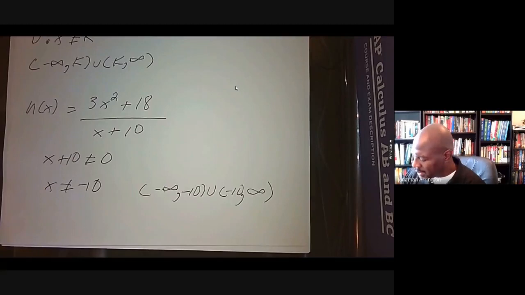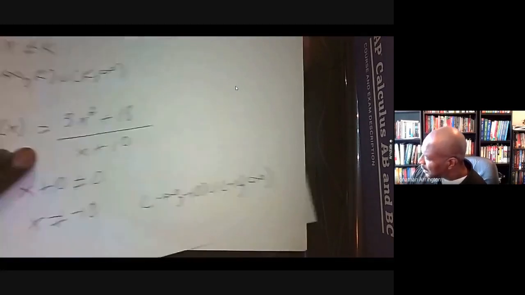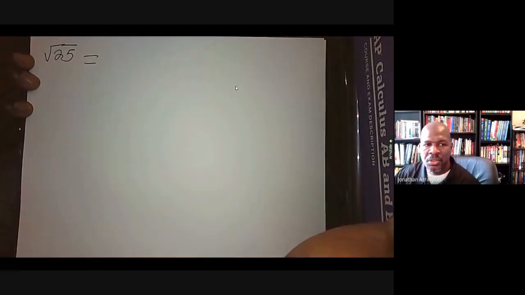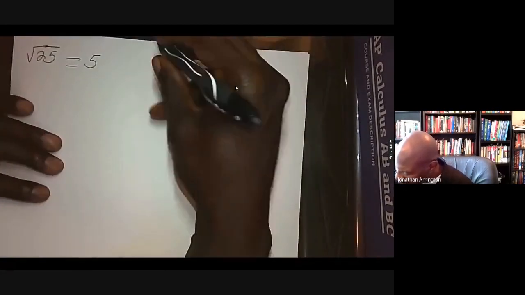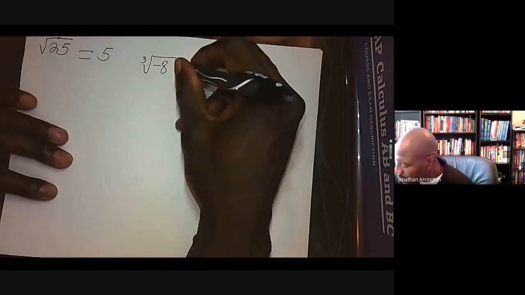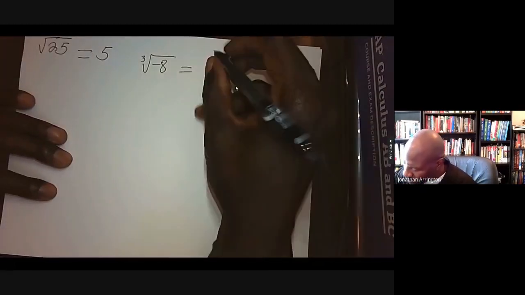I want to look at the second important factor about domain of functions. So the first one was that our denominator cannot be 0. And here's the second one. Let's say I take the square root of 25. Everybody knows the square root of 25 is 5, correct? And let's say I took the cube root of negative 8. And the cube root of negative 8 is negative 2, right?